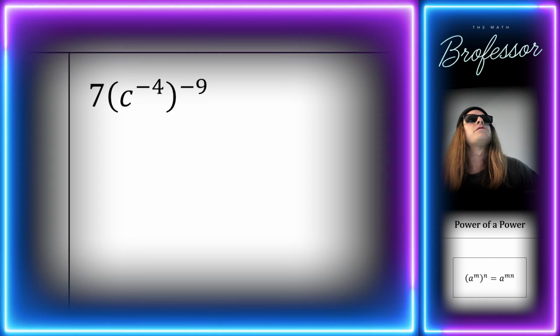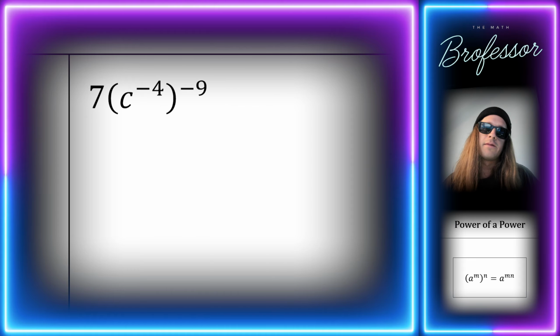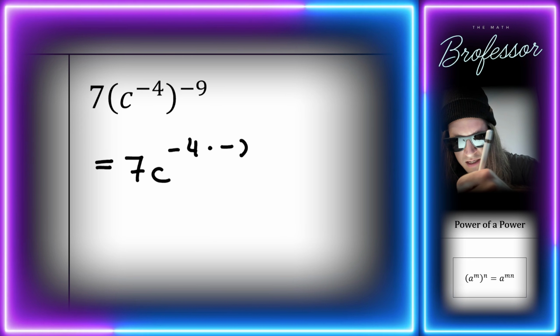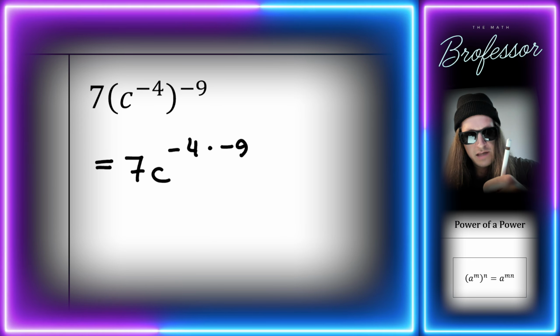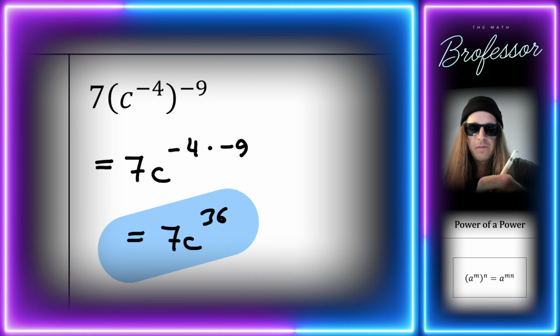Okay. So this 7 here is just meant to mess with you. Notice how the 7 is not in the parentheses, which means the exponents and the 7 are not connected at all, right? The 7's just going along for the ride, and then we multiply the exponents. That's negative 4 times negative 9. Negative 4 times negative 9 is positive 36. And again, the 7 really didn't do anything there. It just tagged along.